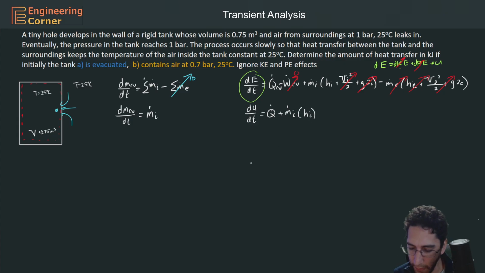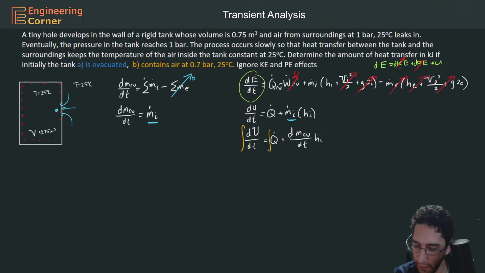Okay, so now what can we do? Well, we can link these together. We can substitute the equation right here. So what I'll have is dU/dt, and this is capital U, so I'll try to denote that. So dU/dt is equal to Q dot plus dm/dt times enthalpy. And what I want to do is take the integral of all of these terms. Well, there's one thing I need to know. What's going on with enthalpy?